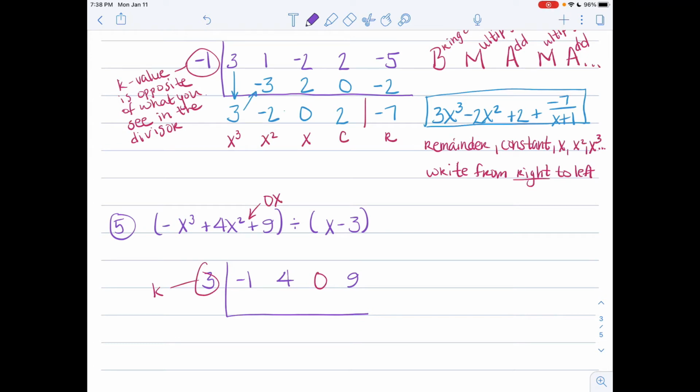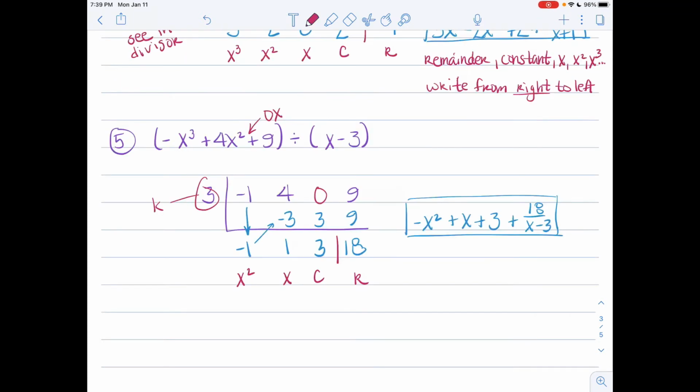I'd like you to pause the video here and see if, now that we've got this one set up, you can go ahead and do the rest of the steps and write this solution as a quotient plus a remainder over the divisor. Okay, let's see how you did.